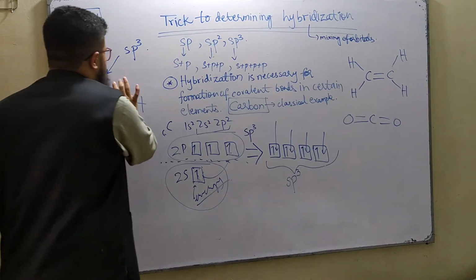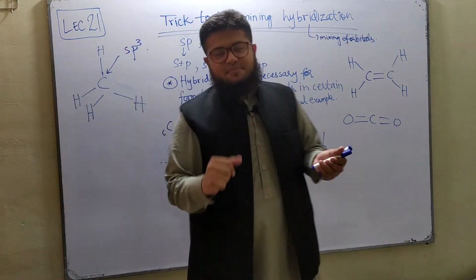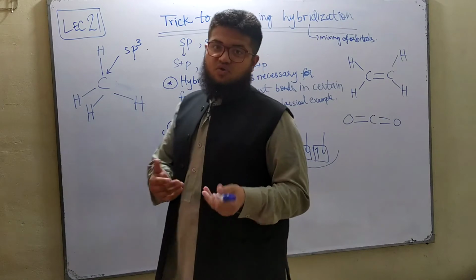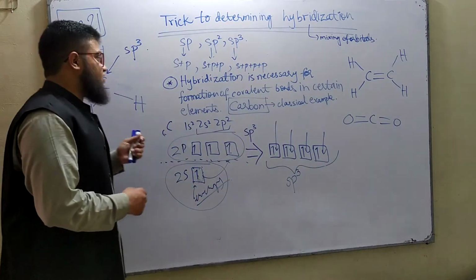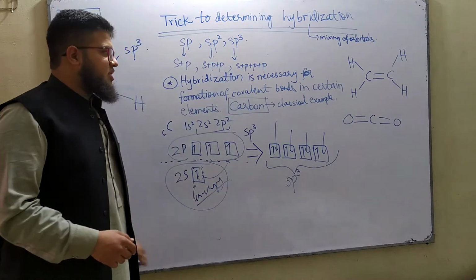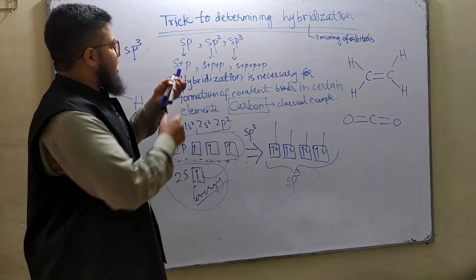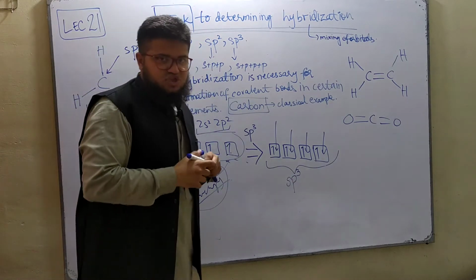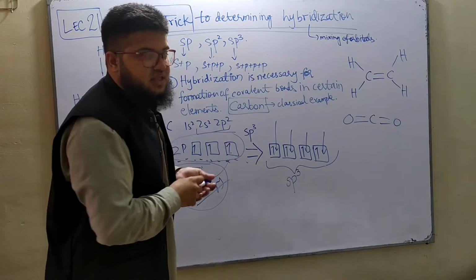Tell me the hybridization of carbon atom in methane molecule, or tell me the hybridization of carbon atom in ethene molecule or in carbon dioxide molecule. So how are you going to tell the examiner the hybridization of carbon atoms without going into the detail of hybridization? This is what I'm going to explain in this lecture: the short trick to finding the hybridization.